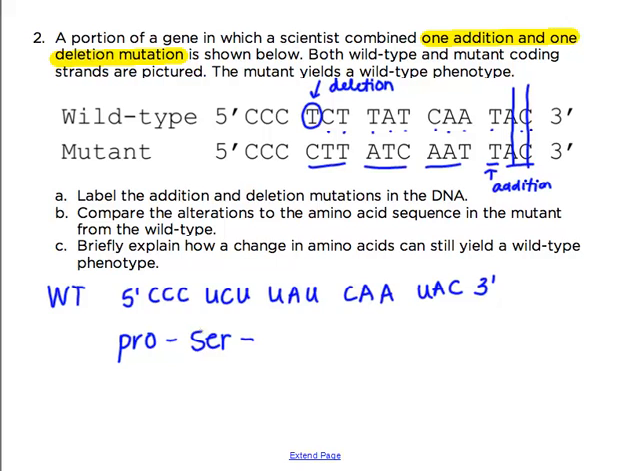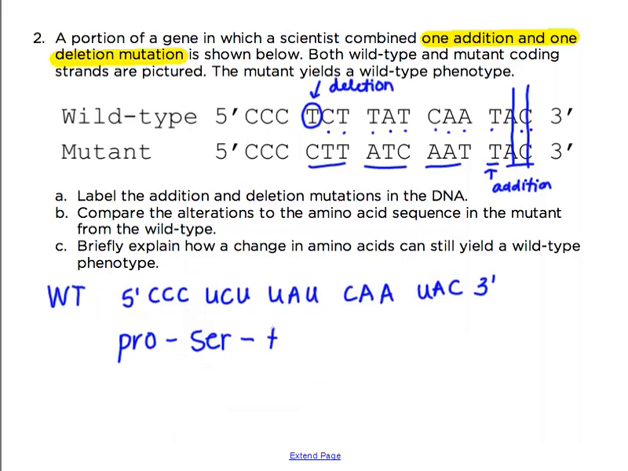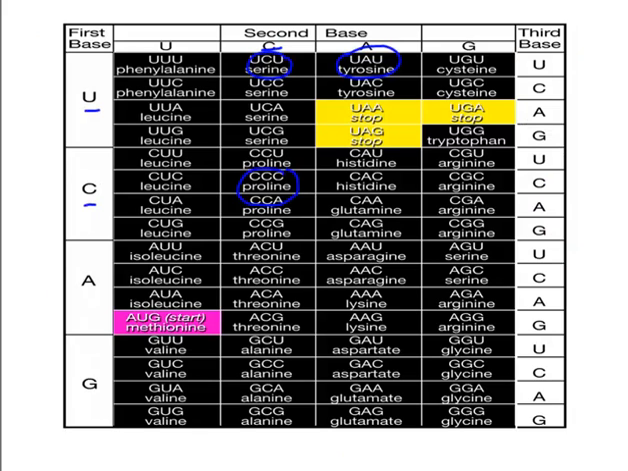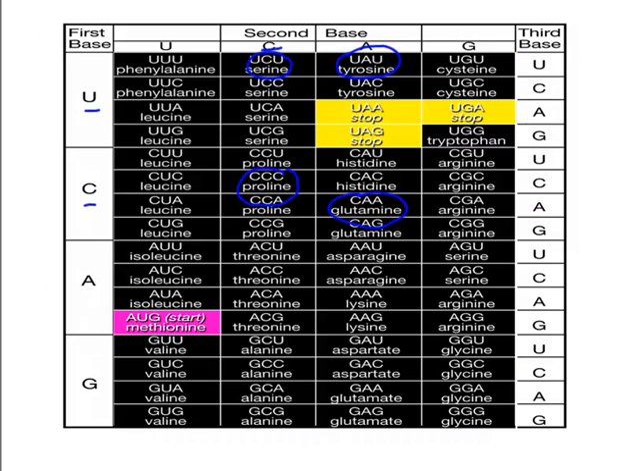Then you have UAU, which is tyrosine, and that is TYR. Then you have CAA, which is right here, and that's glutamine, which is GLN. And then finally you have UAC, and that again encodes for tyrosine.